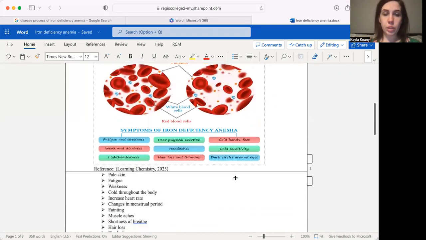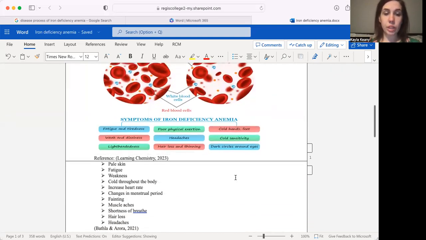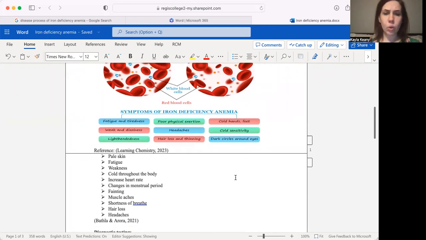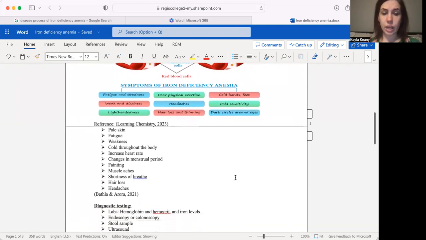Some of the symptoms that the patient may experience are pale skin, fatigue, weakness, cold throughout the body, increased heart rate, tachycardia, change in their menstrual period, fainting, muscle aches, shortness of breath, hair loss, and headaches.